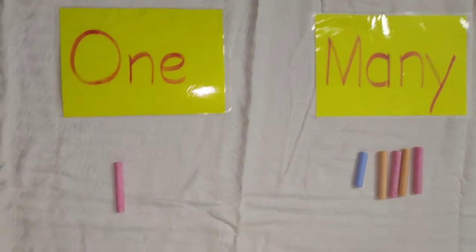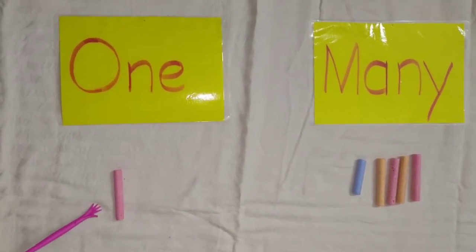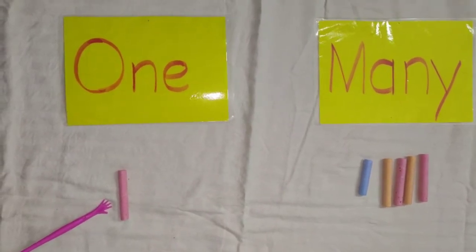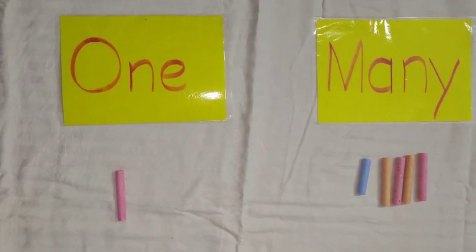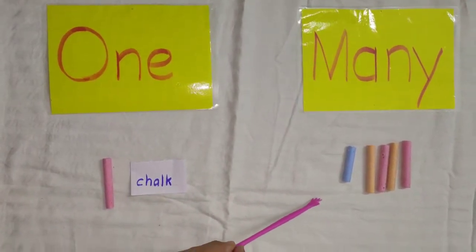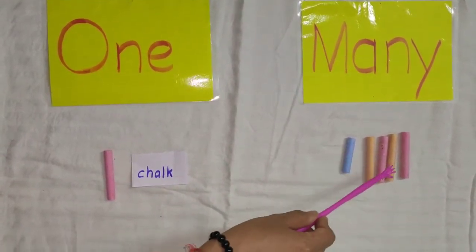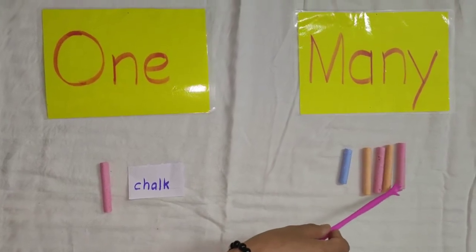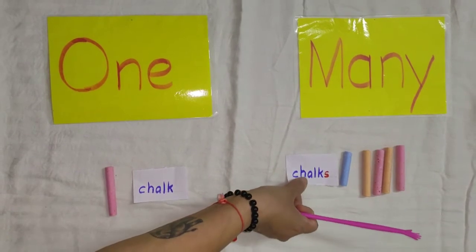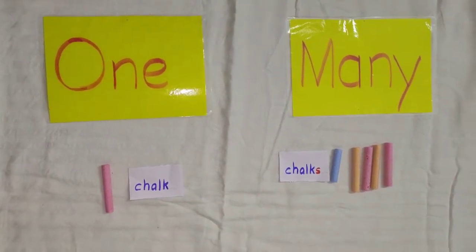Now let's do a quick recap. What is this? This is a chalk. But how many chalk? Only one. So this is one chalk. But how many do we have here? Let's count. 1, 2, 3, 4, 5. That makes it many chalks. So we write many chalks.